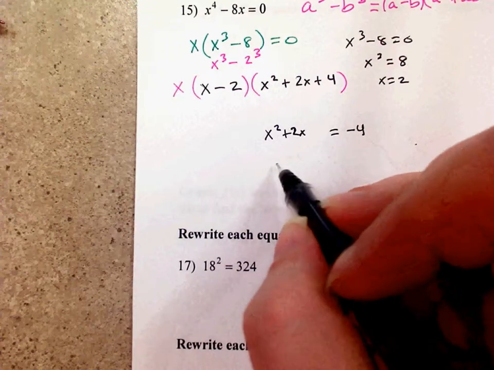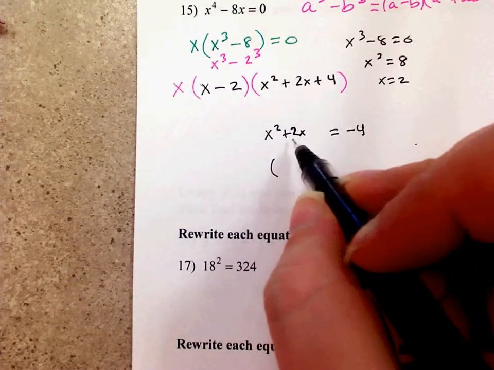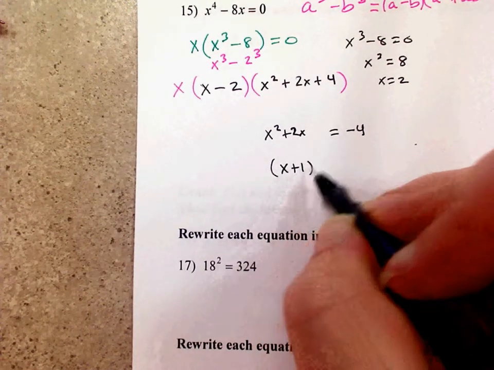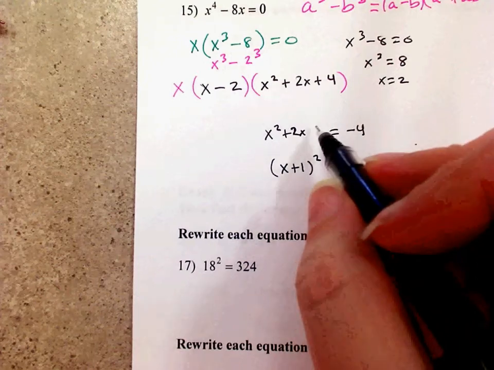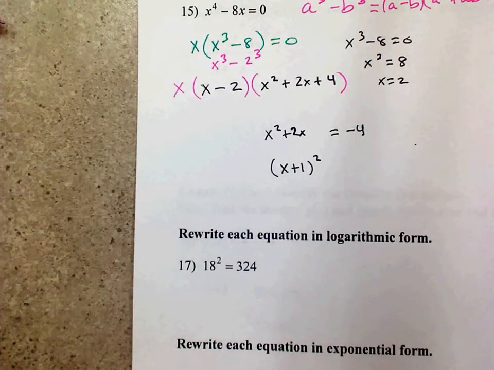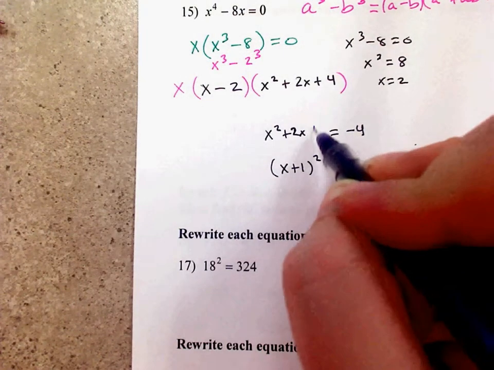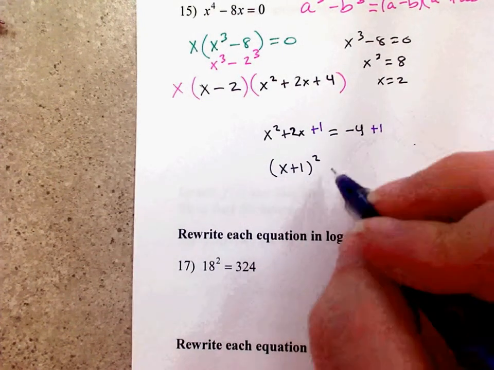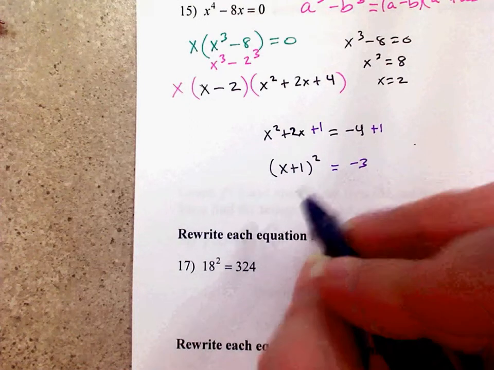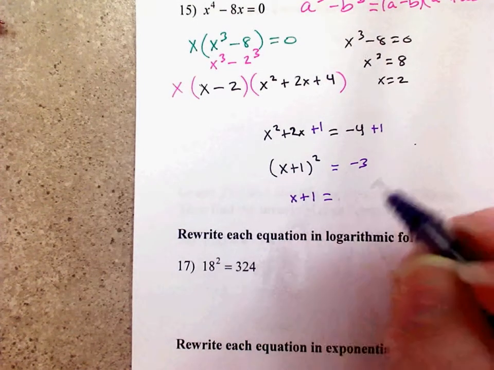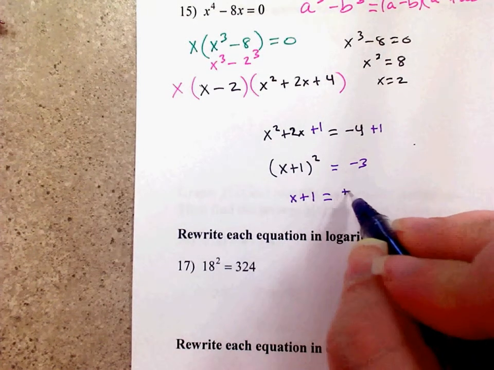Divide this by 2. But what do I have to add to both sides? Not subtract. I got a lot of people subtracting from both sides. Because that's squared, right? So plus 1, which makes us what? So x plus 1 equals plus or minus the square root of, so 3i.